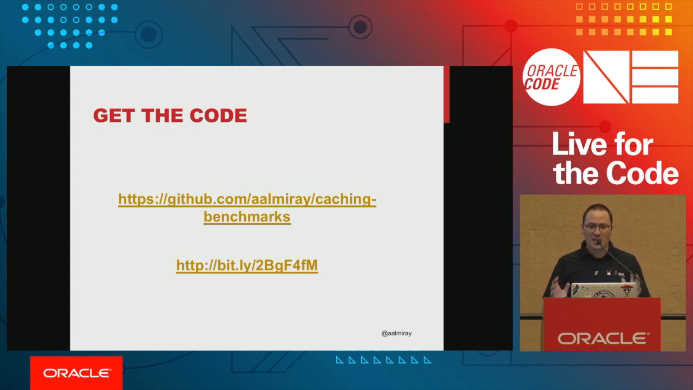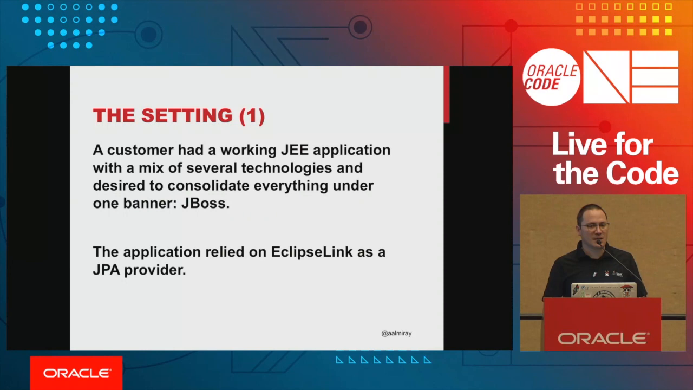Okay, so the setting for this. I came up with this particular content based on real-world experience. I was working with a customer 3 years ago, and they had a big system running with Java EE technologies, Java EE 6, I believe, at the time. They had a mix of several technologies just because, well, you can do this with Java EE. And they wanted to consolidate everything under just one vendor. The selected vendor in that particular case was JBoss, Red Hat.